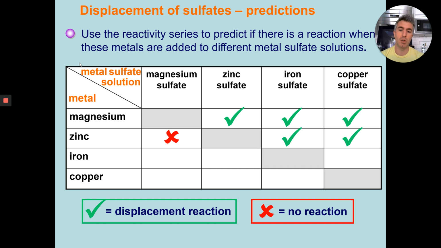You will notice that magnesium is more reactive than all of those, so magnesium displaces everything. Zinc is only more reactive than iron and copper, so it will only displace them. Iron's only more reactive than copper, and copper does nothing.